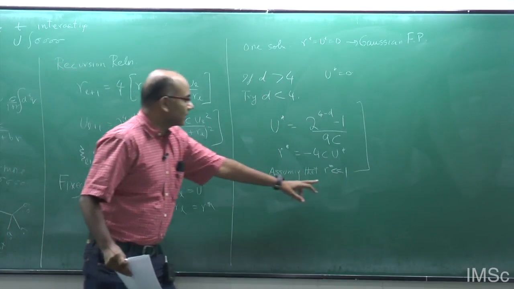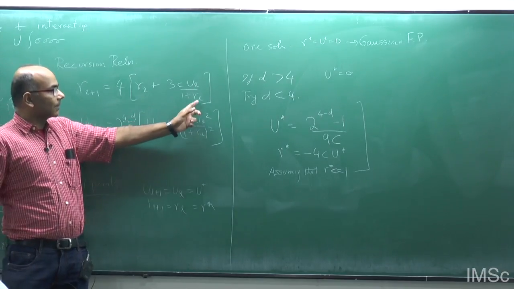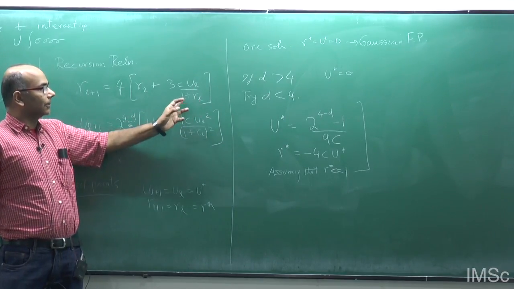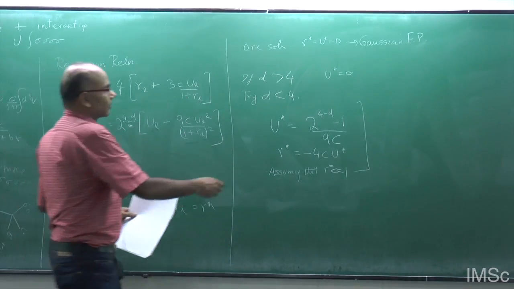So where did we use this assumption? We dropped some of the r's in the denominator. So there's a 1 plus r, so if r is much less than 1, you can drop that r, and in that approximation we are able to solve it. So this is a fixed point.